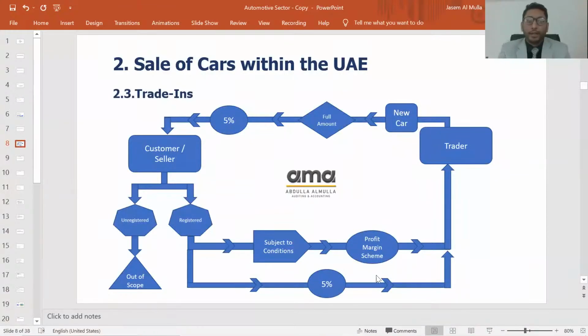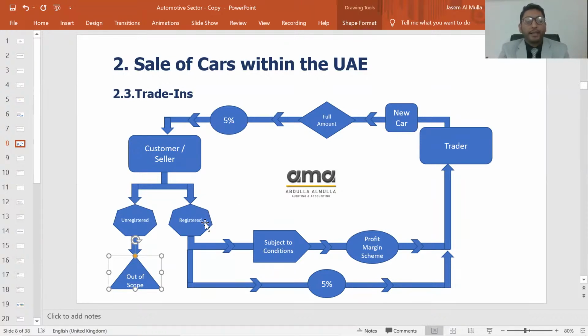If you see that flow chart, there are two parties here. Number one is the customer or the seller, and the second one is the trader. In the first transaction, the trader will sell a new car at the full amount and will charge the 5% VAT. But in the second transaction, once the customer sells the car to the dealer, we need to understand whether the customer, who now becomes the seller, is registered in VAT or unregistered in VAT. If that customer or seller is unregistered in VAT, that transaction will be out of scope straight away.